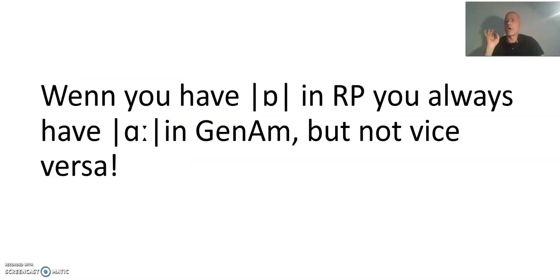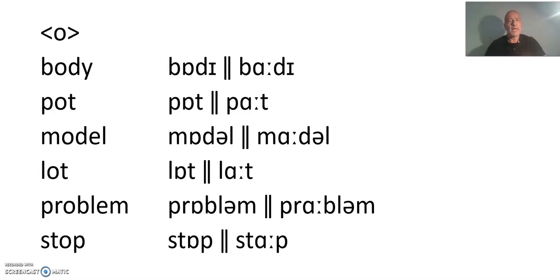So when you have the pot sound in RP, you always have the long ah in General American, but not vice versa. That's the important thing. Not always when you have ah: you have a word like father, which is the same in both varieties. So it's only true when you have pot in British pronunciation, you have ah in American. I will show you a few instances here and then you understand.